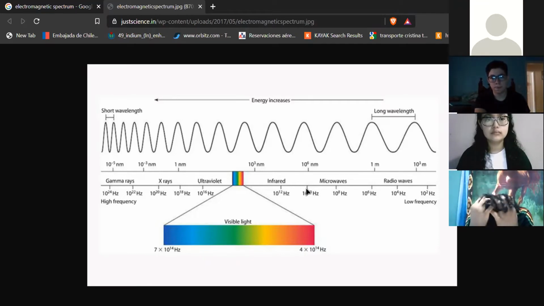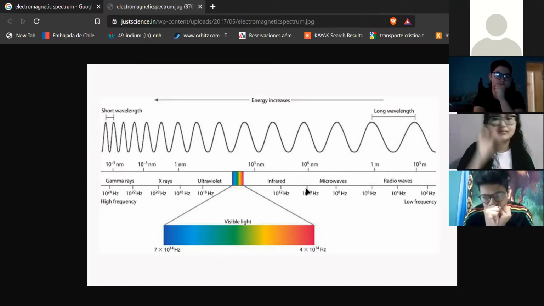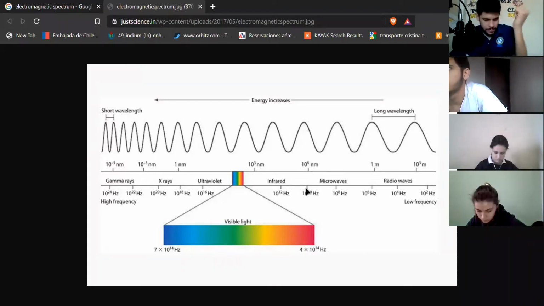Now we know the new one, the one that is related to light, the particle that carries electromagnetic energy, which is the photon. Photon, a photon, right? Photo comes from the Greek for light.